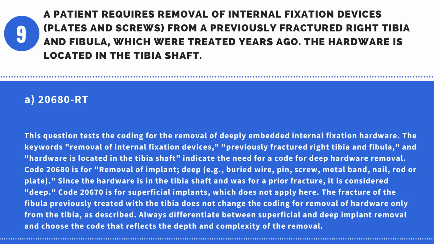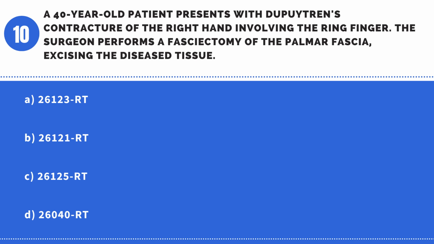Code 20670 is for superficial implants, which does not apply here. The fracture of the fibula previously treated with the tibia does not change the coding for removal of hardware only from the tibia, as described. Always differentiate between superficial and deep implant removal and choose the code that reflects the depth and complexity of the removal. Question 10. A 40-year-old patient presents with Dupuytren's contracture of the right hand involving the ring finger.